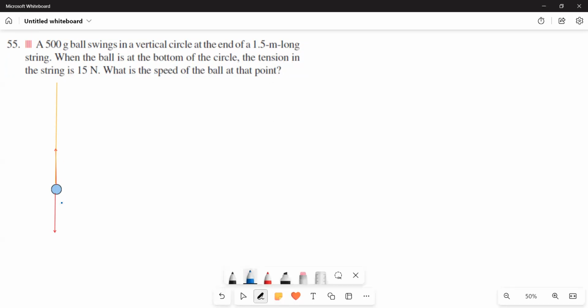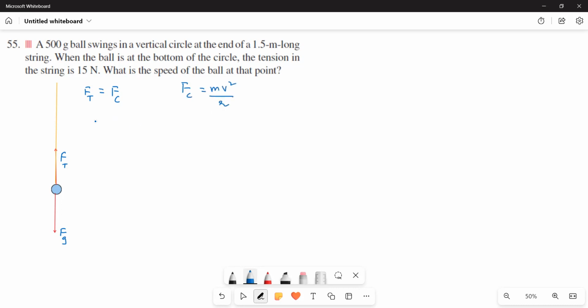Here is the free body diagram. The gravity acts vertically downwards and then tension is acting upwards. And then the tension force provides the required centripetal force. And then we know Fc, centripetal force, is equal to mv square over r.